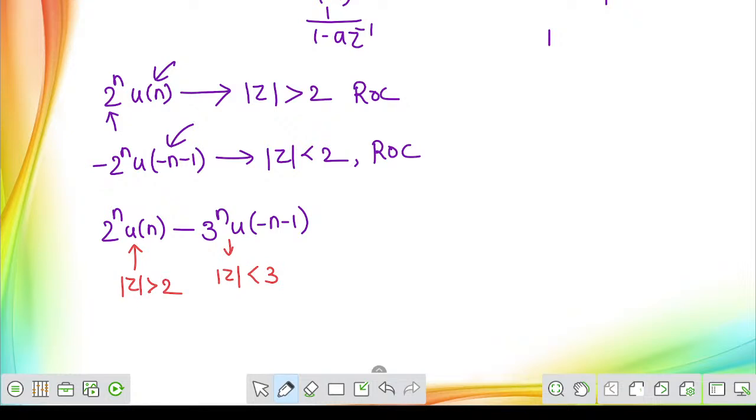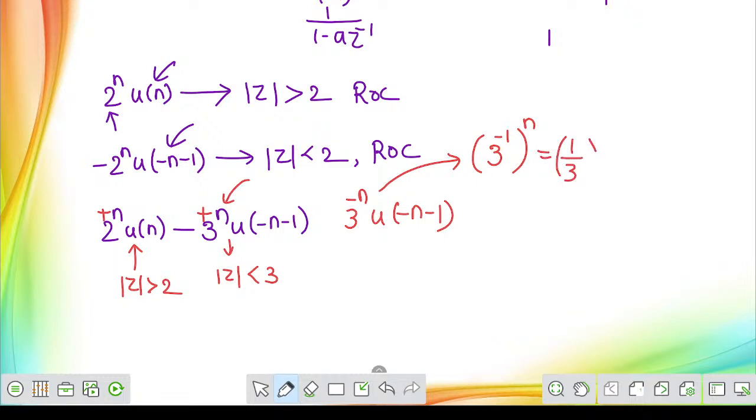And remember one more thing: sometimes, in the power, it should always be plus n. Suppose it is given like this, 3 power minus n into u of minus n minus 1. Then what you have to do is a simple work. Write 3 power minus n like this, whole power n. This can be written as 1 by 3 whole power n. That's it, see that? Now instead of taking 3, you have to take 1 by 3 if minus is given.